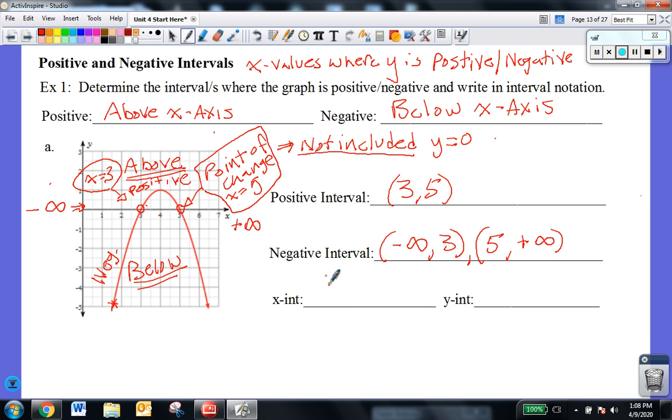The x-intercepts are located at x equals 3 and also 5. Those are going to be our x-intercepts, and we do not have a y-intercept. We actually do, but I cannot tell from this graph. Because it's asking us for the x-intercepts and the y-intercepts. Okay, let's move on to the next example.